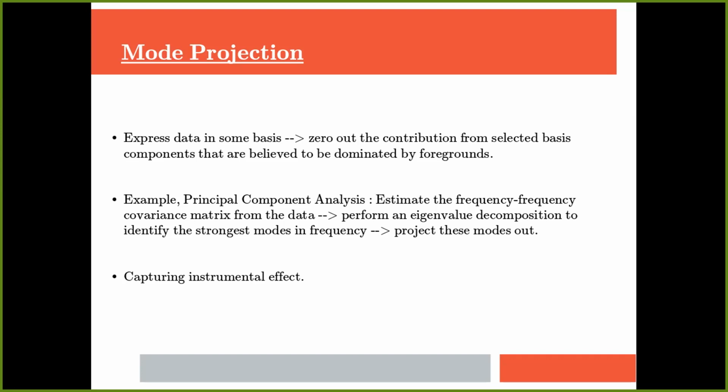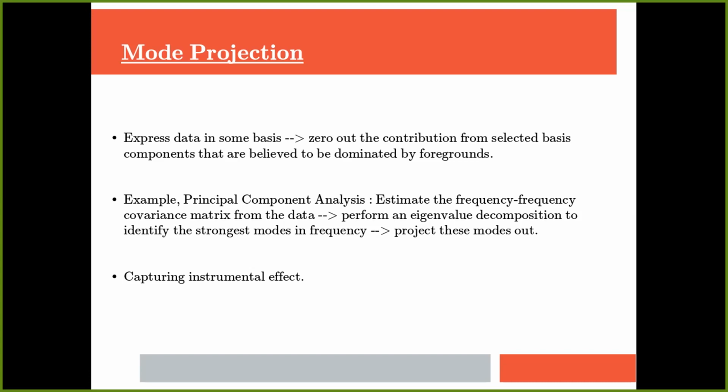One example of such a technique is principal component analysis, where they again take the frequency covariance matrix from the data and perform an eigenvalue decomposition to identify the strongest modes in frequency, which are then projected out, considering there is negligible signal in those modes.